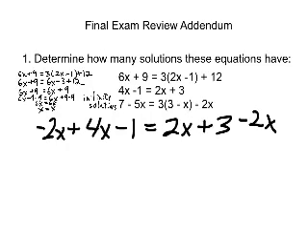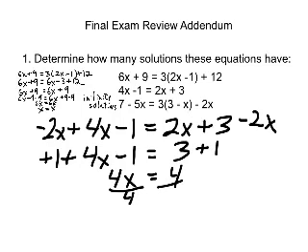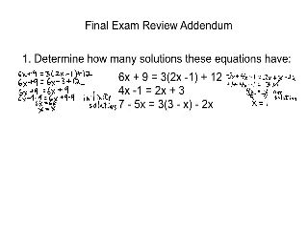Okay, so that makes the left side 4x minus 1 equals 3. Now let's get all our numbers on the right side by adding 1 to both sides. And we have 4x equals 4. Divide by 4. Those cancel. We have x equals 1. And that is one solution. So we're done. Okay, stick that on the other side.